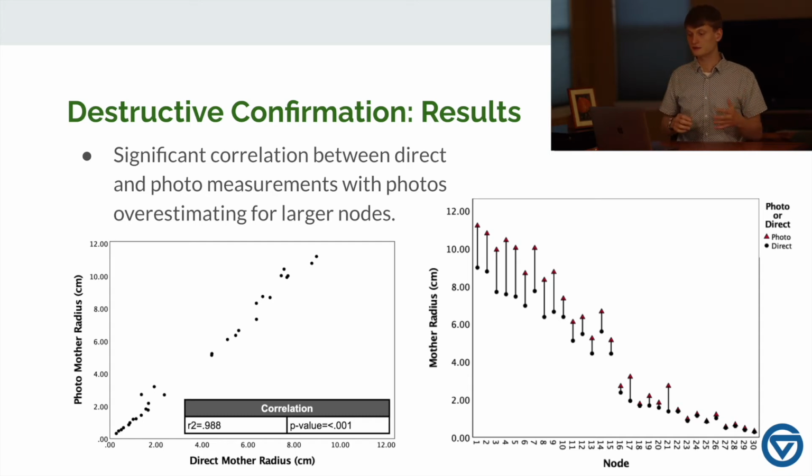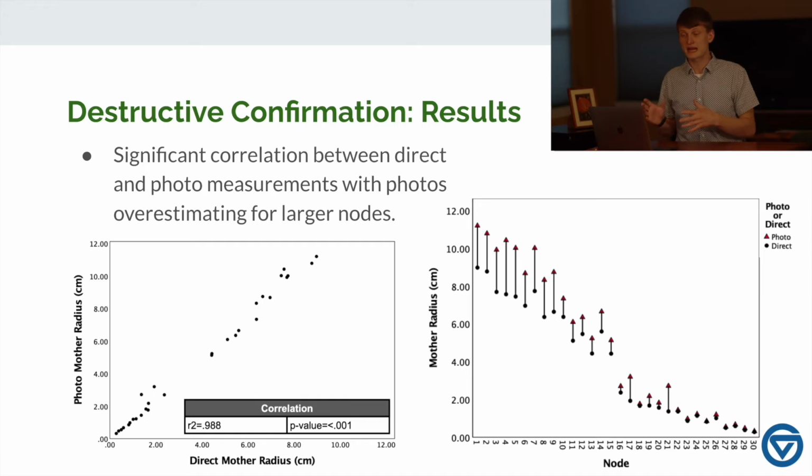Jumping into our results, we found a significant correlation between the direct and photo measurements. Looking at the figure on the left, we've got the direct mothers on the x-axis and the photo mothers on the y-axis. In our correlation there, we had an R-squared of 0.988 and a p-value of less than 0.001. So there's clearly a correlation here between them, which makes sense for measuring the same thing. However, when we look over at the figure on the right, we do see that those triangles, which are the photos, are consistently overestimating the direct measurements in those larger nodes, and it diminishes as they get smaller.